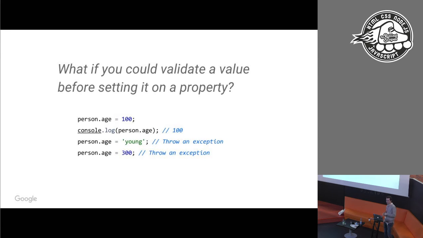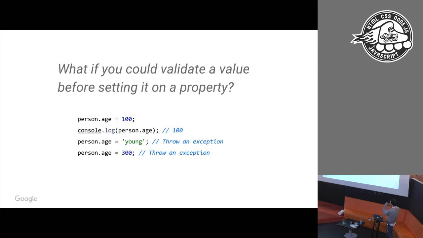What if you could validate a value before setting it on a property? I've got a person object, and I've got the age property to hold the value for how old that person is. In JavaScript today, I can put a string on age, and it's fine. Nothing goes wrong. But if I'm creating a person object in a strict sense, that age should be an integer, representing the years of how old that person is. So what if you could validate that a value meets a certain criteria, like being an integer, before setting it?